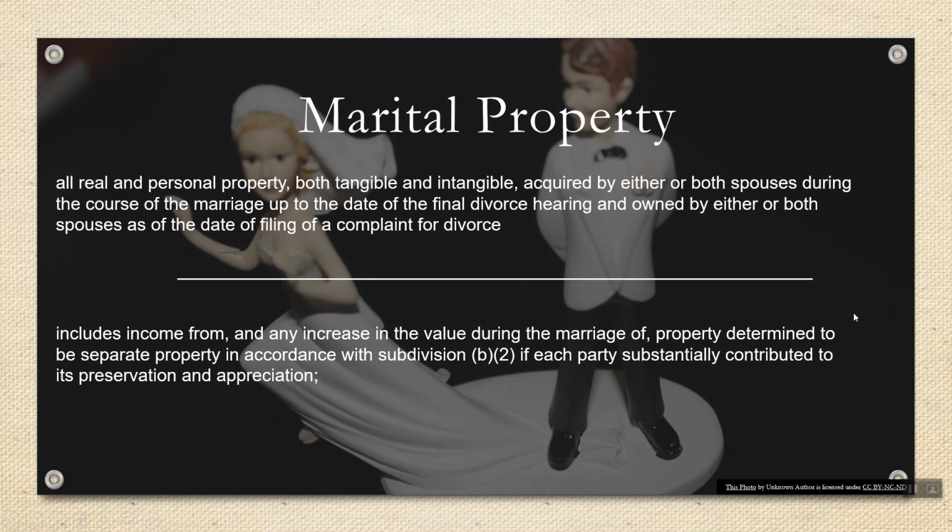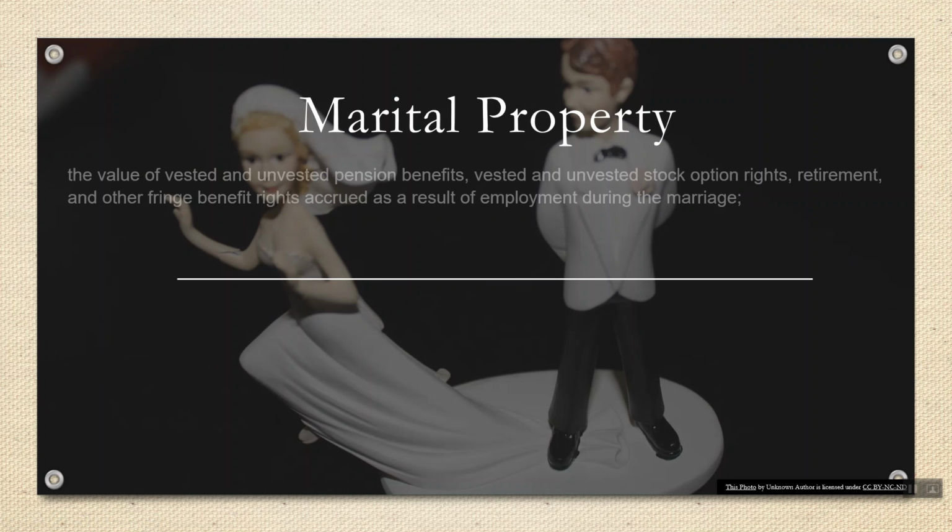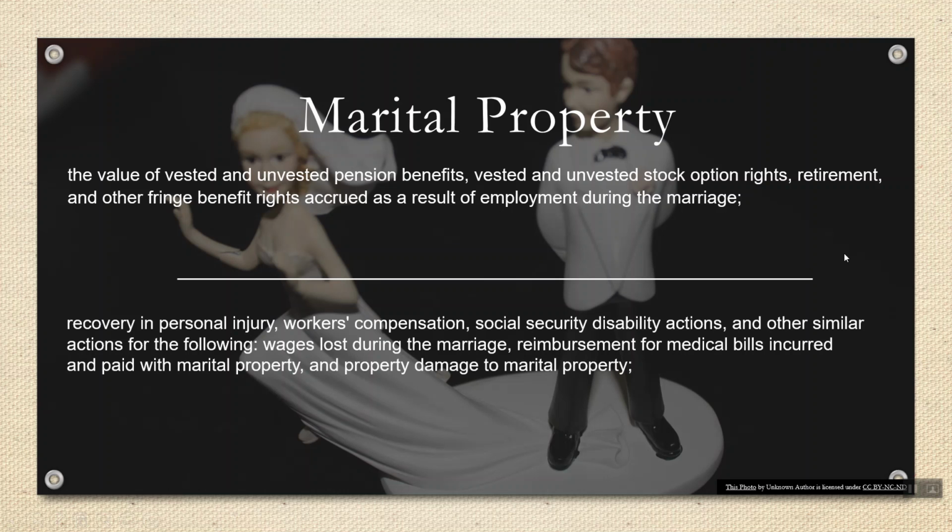And any income or appreciation on any separate property if the other spouse contributed in any way to that separate property. For instance, if you had a rental house that's your separate property, but your spouse collected the rents, or cleaned up between tenants, or painted between tenants, the spouse could have some claim to those incomes or appreciation. Also any pension benefits, stock options, or retirements from employment during the marriage.